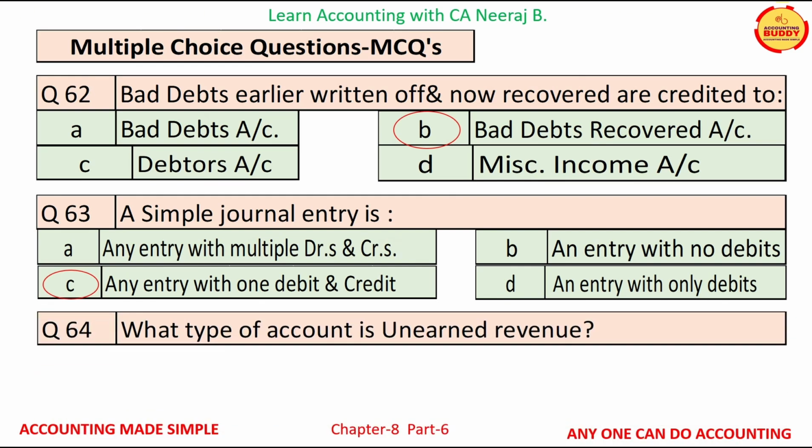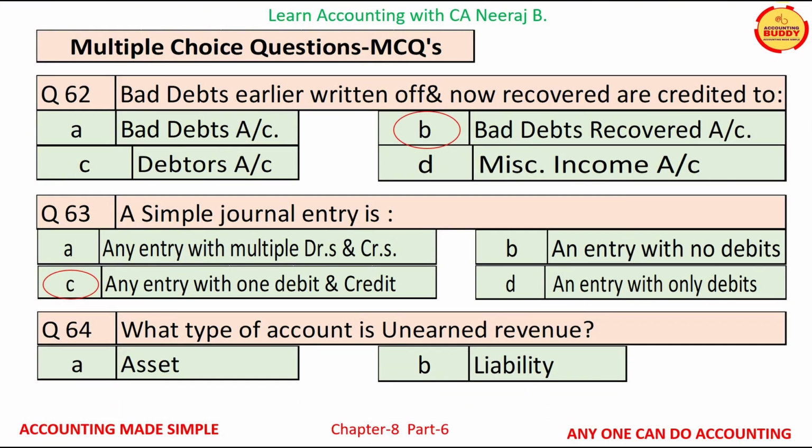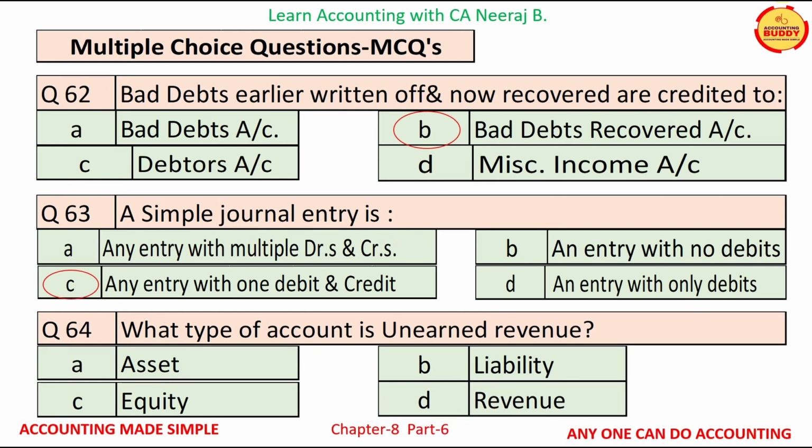Question number 64 is, what type of account is unearned revenue? And the options available are option A, asset, option B, liability, option C, equity, and option D, revenue. And the correct answer is option B, liability account.